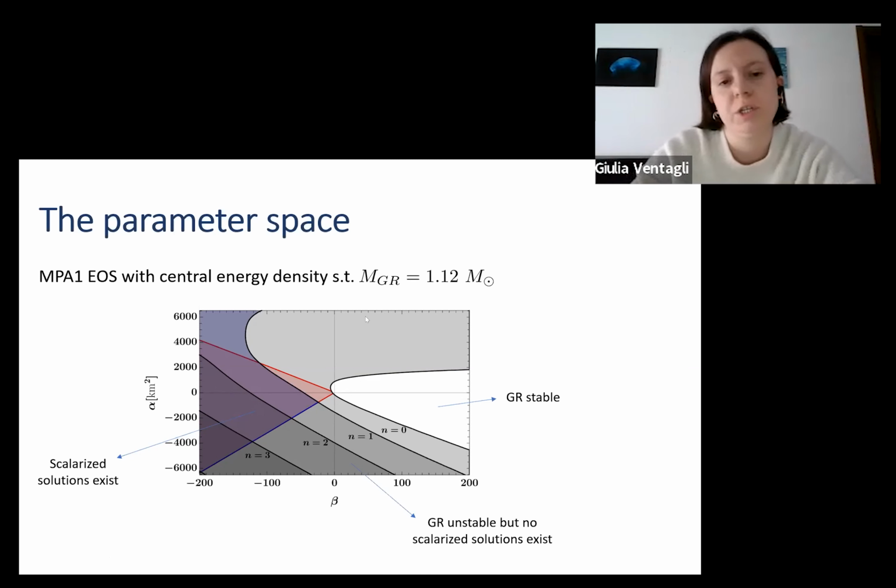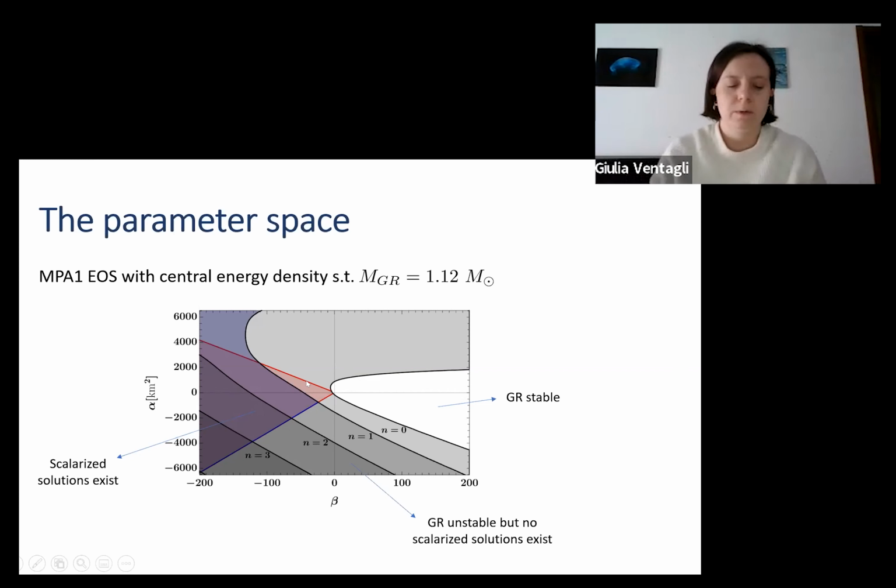Each time we cross a black line, we are increasing the number of nodes of the solution that we can find. In this light gray region, we have only 0 node solutions, then we have 1 node solutions and 0 node solutions, and so on. The important part of this plot is these two colored regions.